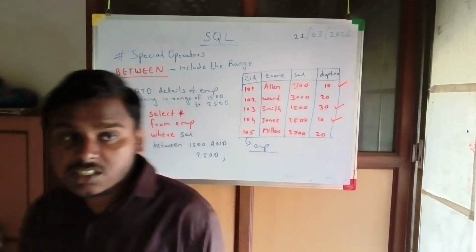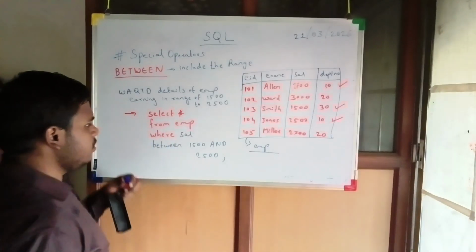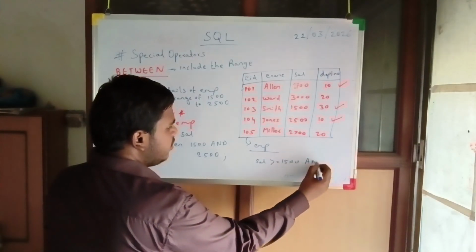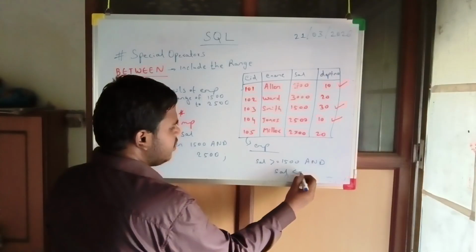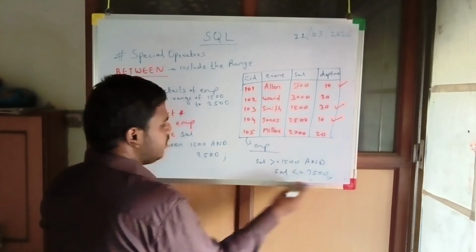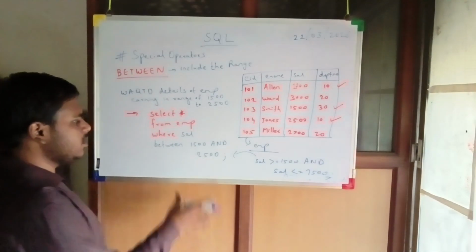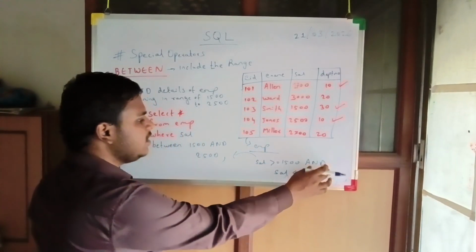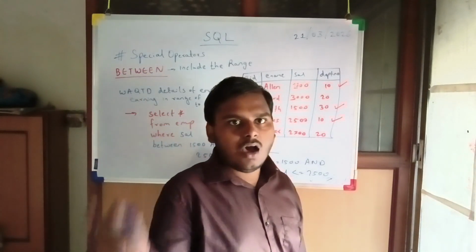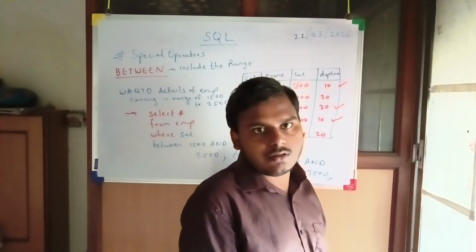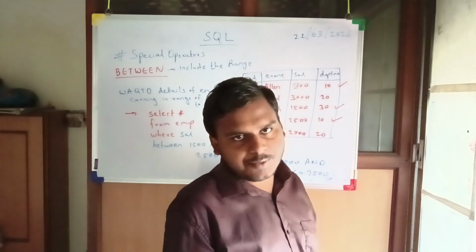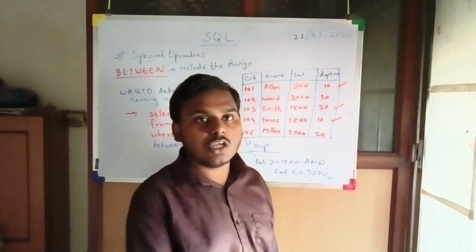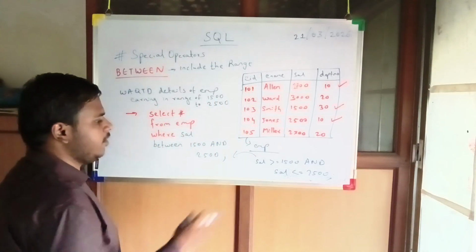But sir, how is it internally working? It is internally working the same as the above concept: salary greater than equal to 1500 and salary less than equal to 2500. Internally it's working like this; we are just writing in the shorter form. So the between operator internally works like the AND operator. How was the IN operator internally working? Like the OR operator. NOT IN was working like the AND operator. And now between also works like the AND operator. We have to include the range, the lower value and the higher value.